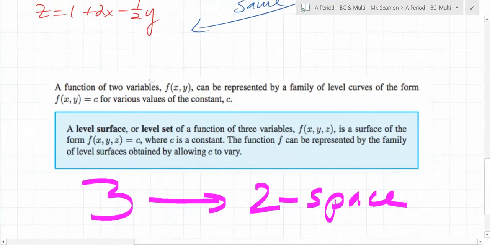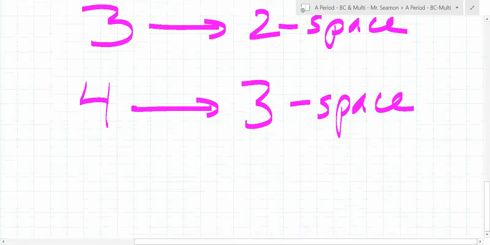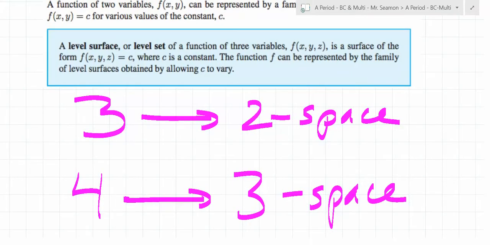A level surface or level set of a function of three variables is a surface of the form f of x, y, z equals some constant. You take x, y, and z and it equals a constant. The function f can be represented by a family of level surfaces, allowing c to vary.